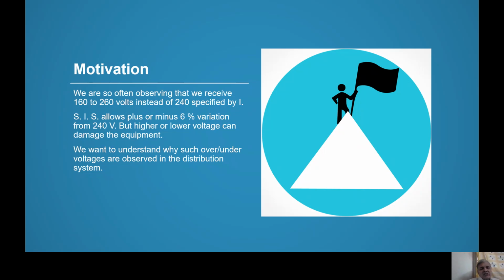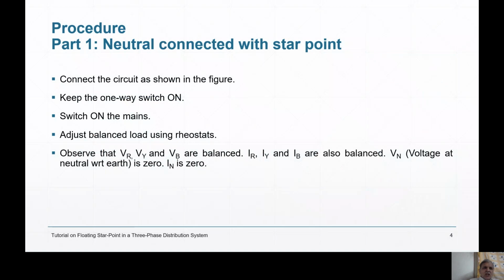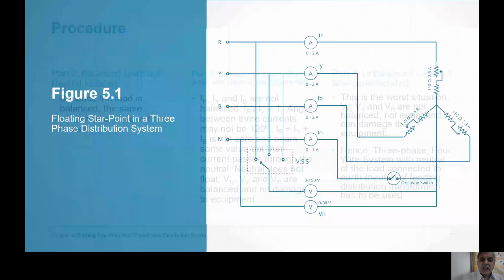Discomforts and damages can occur to the equipment, and therefore the standard allows the voltage plus or minus 6% from 240. More than that is harmful, right? So why this can happen, that we would like to see. Before seeing the procedure in different parts, we have to see the figure. Therefore, we will see which figure we are using.